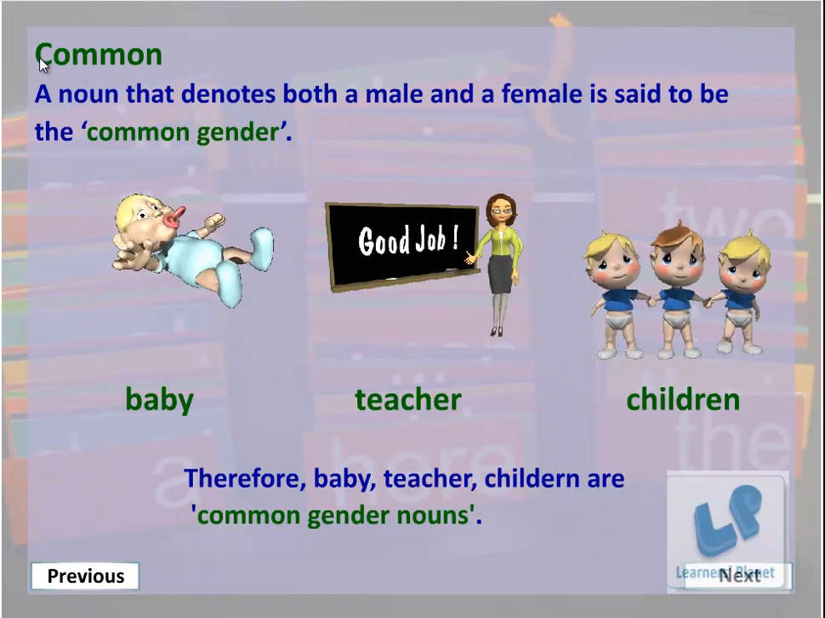Next one is common. A noun that denotes both a male and a female is said to be the common gender. For example, a baby, a teacher, children.